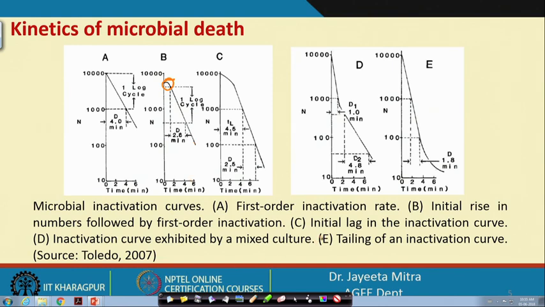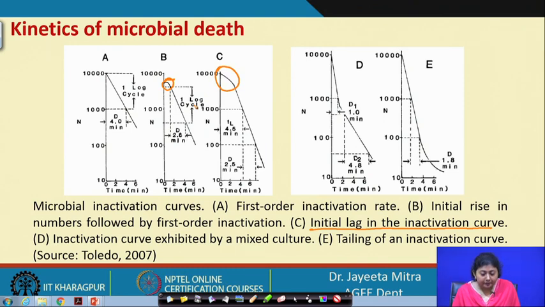Now, look into the third plot, that is, the initial lag in the inactivation curve. If an initial lag is observed, there will be this kind of pattern that we may see in the microbial destruction curve, and after that lag period it follows the first order destruction. This lag period is obviously lower than the decimal reduction time normally, and almost 90% destruction may happen in this zone, and then it starts decreasing. So, this kind of pattern is visible when the initial lag in the inactivation curve is observed.